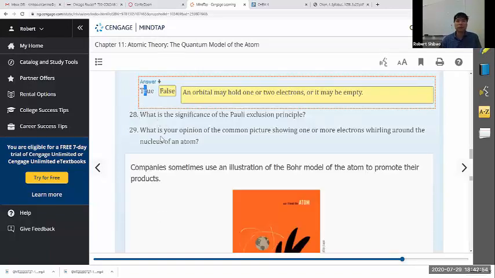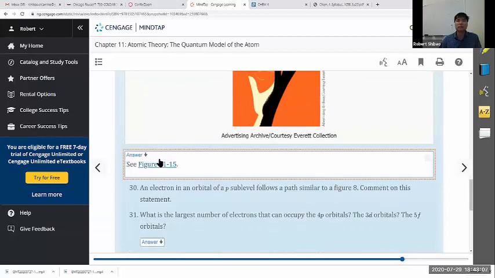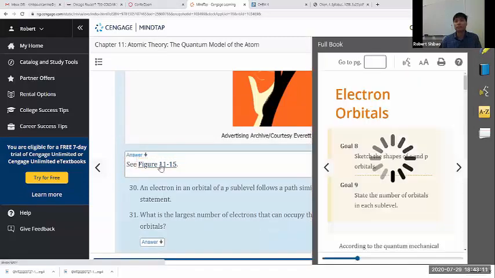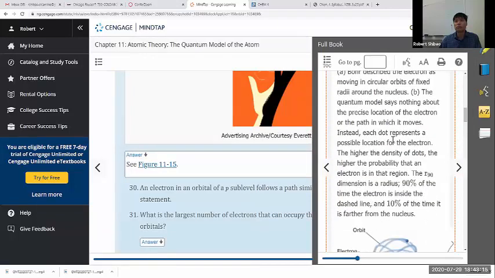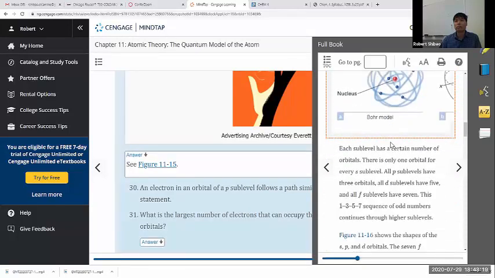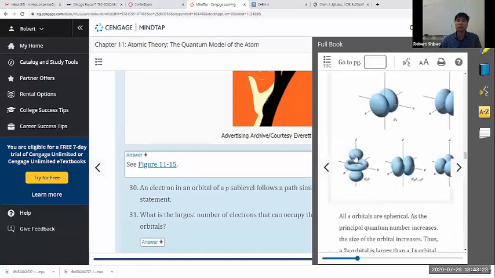This is question number 28. What is your opinion of the common picture shown? Okay, this common picture is shown. My opinion is this is wrong. This is a Bohr model. It's wrong. You can read this, talk about it.